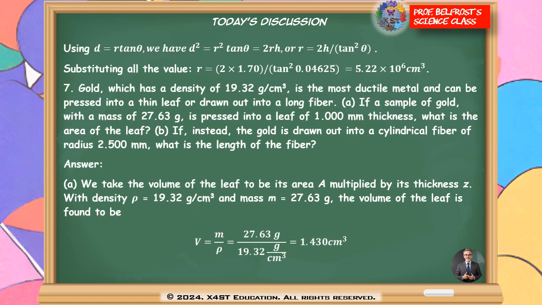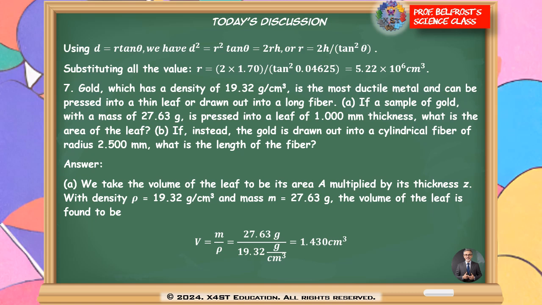Okay. Then using the formula d equals r tan theta, after very simple algebra, we get r equals h over tan squared theta. Then by substituting all the values, we have 5.2 times 10 to the 6 centimeters, which is very great. Okay, we are done with the sixth problem. Here is the seventh problem. Also easy. This is just a very simple problem.